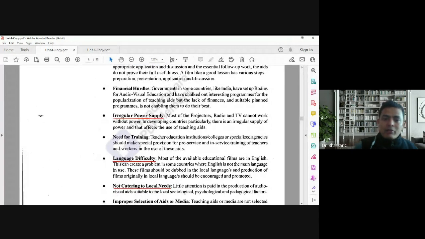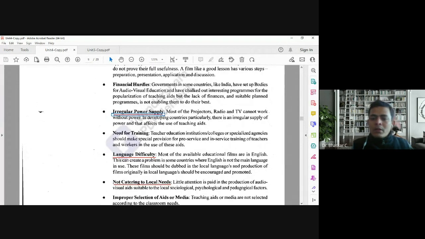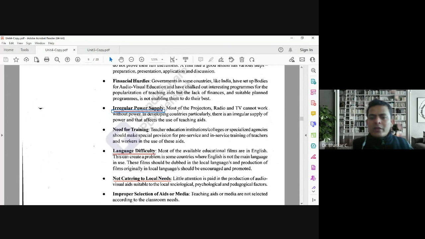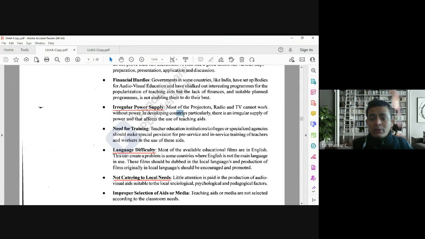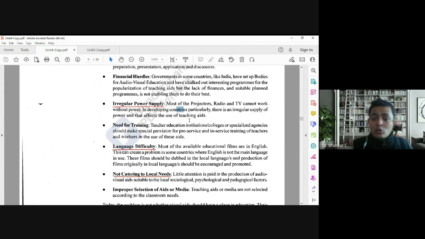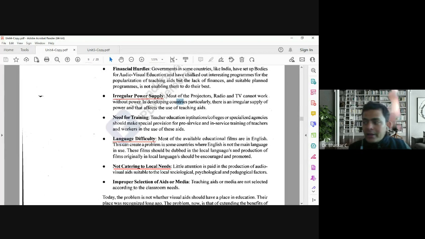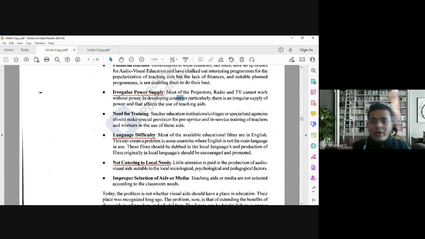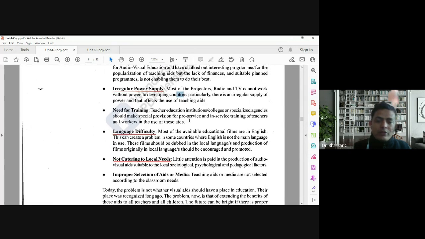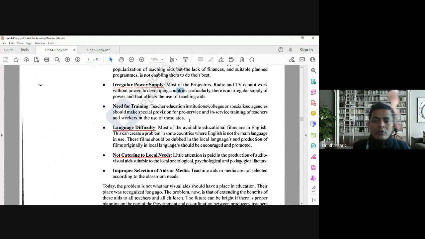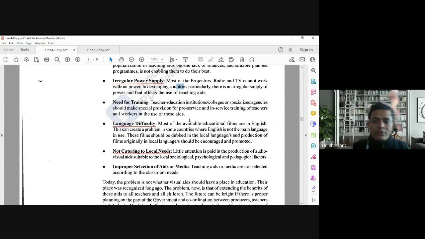Then power supply, because some of the devices, some of the audiovisual aids, require continuous power supply. So if there is no regular power supply, then what will happen? In that case, you have to face this problem. Then need for training: if it requires a lot of training, then again you will face some problem.